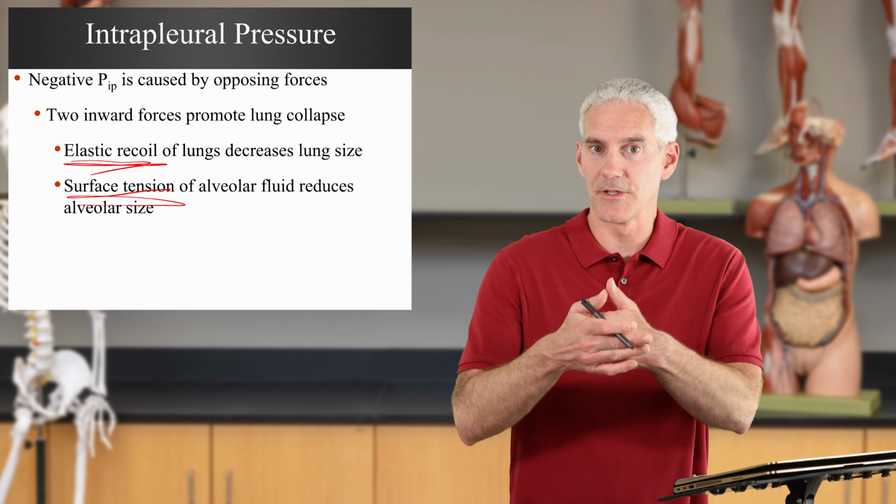Now, those are the inward forces. There is an outward force as well. The outward force is looking at the elasticity of the chest wall. That's going outward, trying to pull out away from it. So all of these together are what combine to make the negative intrapleural pressure.